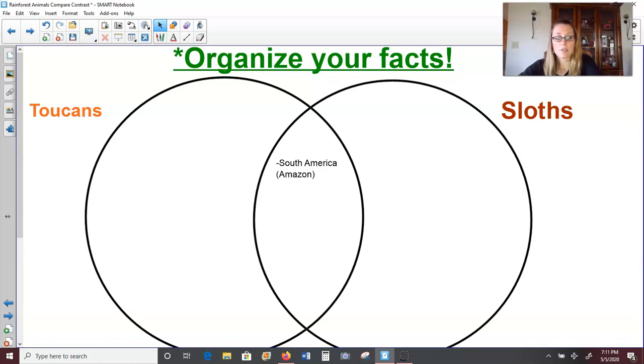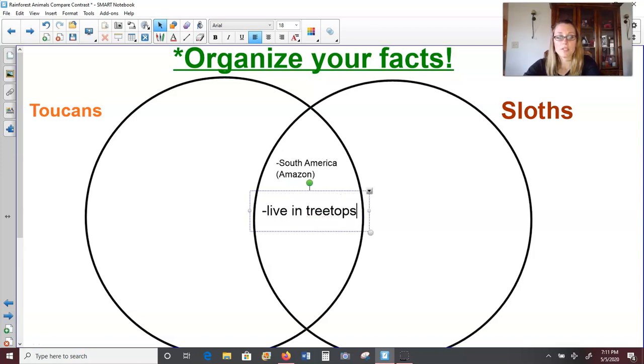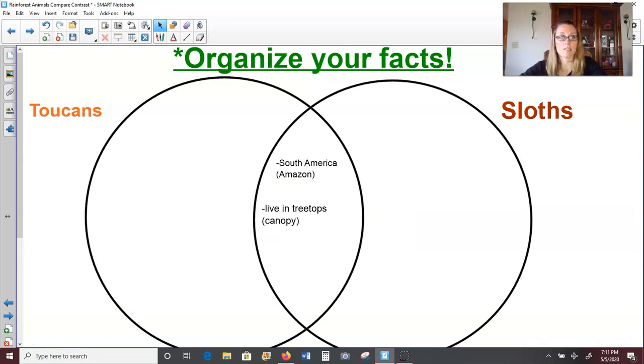Another similarity between toucans and sloths is that they live in the treetops. And the treetops would be the canopy of the rainforest. Canopy is kind of like an umbrella that blocks out the sunlight from the bottom layers of the rainforest, because in the jungle, the trees are so close together and the treetops all kind of bunch and intertwine. And so it's hard for sunlight and even rainfall to make it through the canopy. All right, so they both live in South America. They live in the treetops or the canopy of the rainforest.